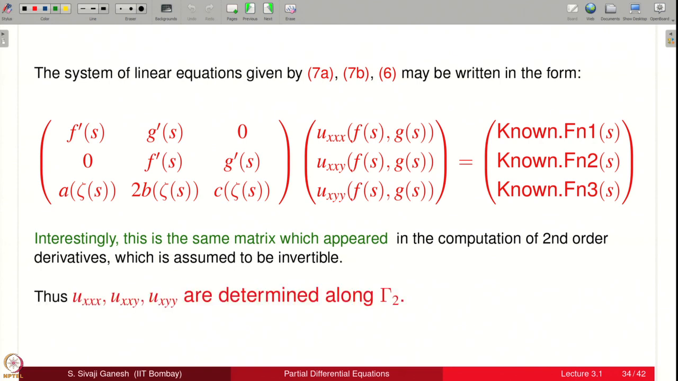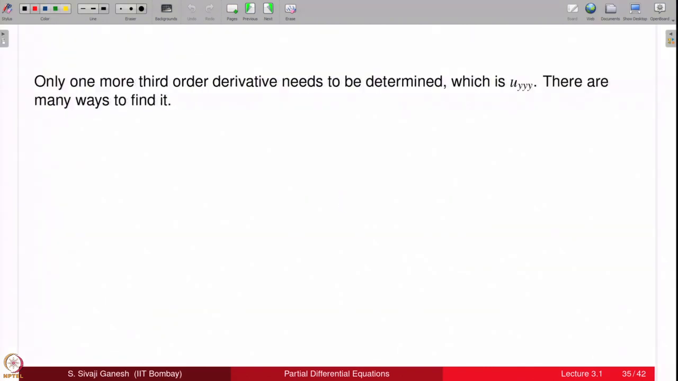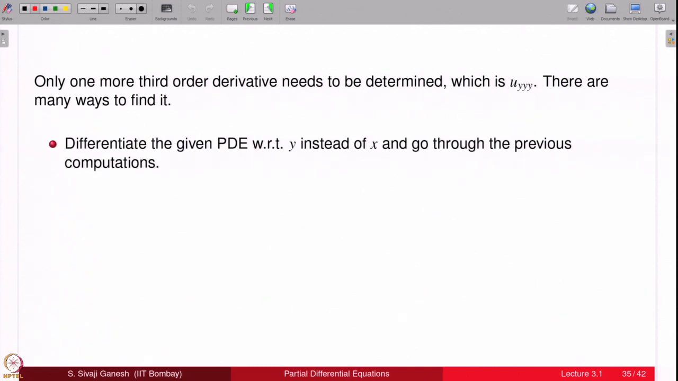How to find u triple y? Okay. So, thus u triple x, u double x y, u x y y are determined along gamma 2. What remains is to find u triple y. How do you get that? Many ways. One of them is to do the same procedure. Instead of differentiating the PDE with respect to x, differentiate with respect to y and consider the last 2 equations on that slide where we had the 3 equations, the equations which came out of differentiating second order derivatives along gamma. So, exactly the same computations you repeat.